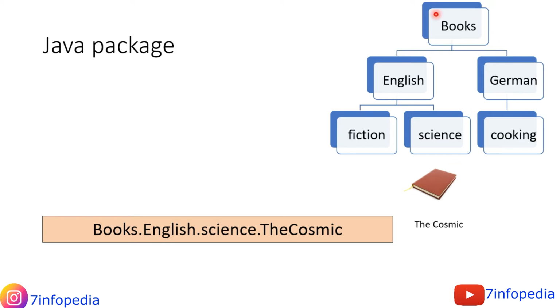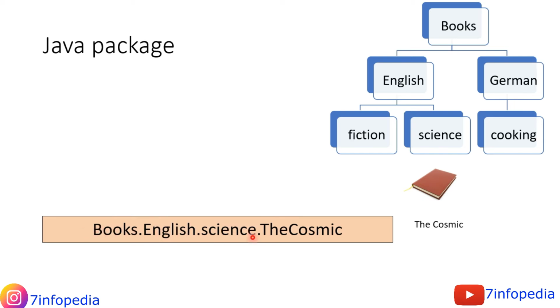Now in this way, if it is a folder structure and this book is a file, in Java we write the address of this book like this: books.english.science.thecosmic. This will be the path of this book. You can also call it a reference of this book, the address of this book. By this address, anybody can easily find where the file is. The last one is the file. And where is that file kept? It is kept under science, which is under English, and which is under books.